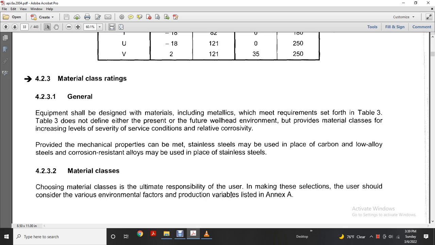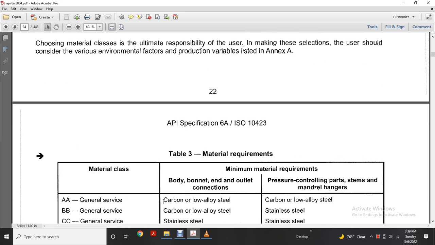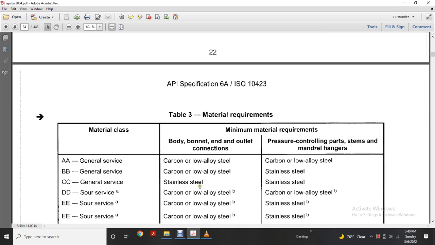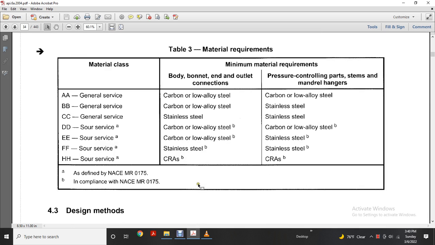Material class: choosing the material class is the ultimate responsibility of the user making the selection. The user shall consider the various environmental factors and production variables listed in Annex A. Material requirements show the material class, the minimum material requirements of the body, bonnet, and outlet connections, pressure controlling parts, stem, and the mandrel hangers. Then we have AA, general service; BB, general service; CC, general service; and DD, EE, FF, and HH are sour services.